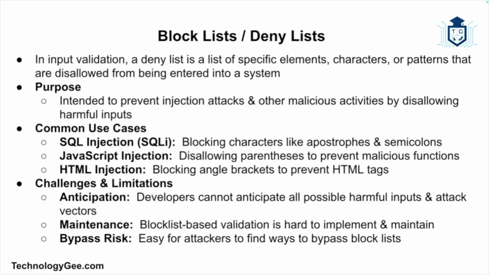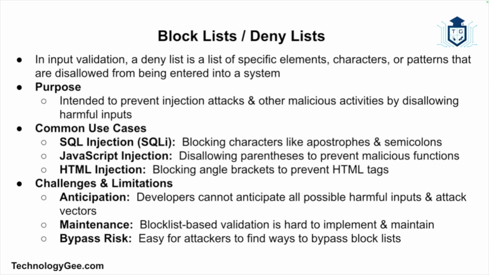All right, next let's talk about block lists and deny lists. So in the context of input validation, a deny list is a list of specific elements, characters, or patterns that are disallowed from being entered into a system. When approaching input validation from a security perspective, you might be tempted to implement it by simply disallowing elements that might be used in an injection attack.